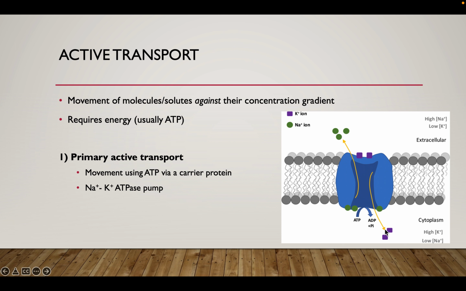So this becomes very important when you're talking about action potentials, because action potentials require a polarization of a membrane. There has to be a difference in charge. And in order to keep your difference of charge, you have to have certain ions and certain solutes out of the cell, and you have to have certain ones inside of the cell. So that's primary active transport. Use of ATP directly, and an example is our sodium-potassium pump.